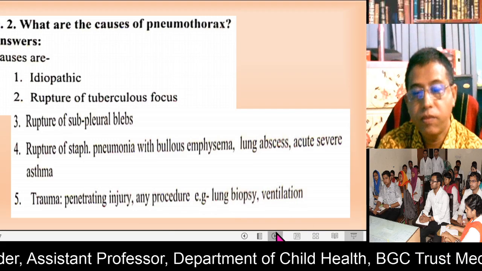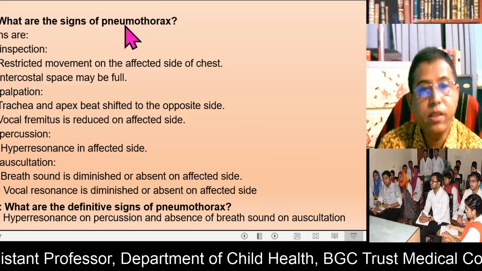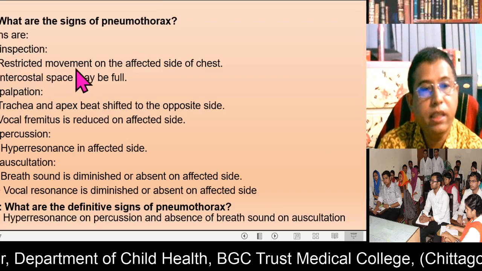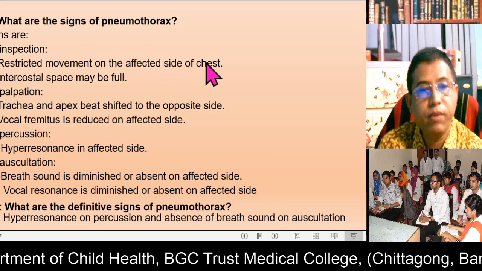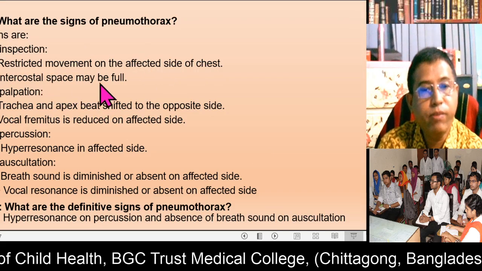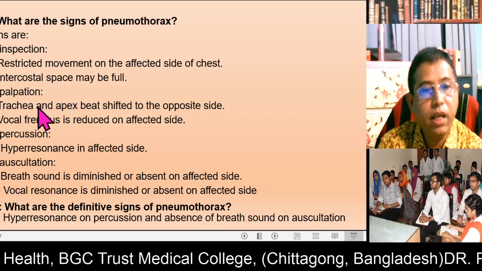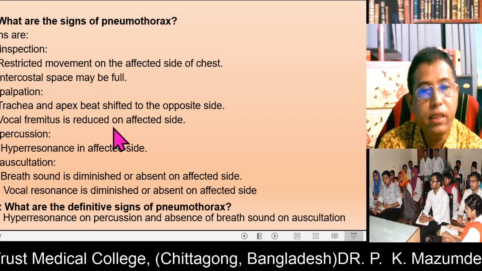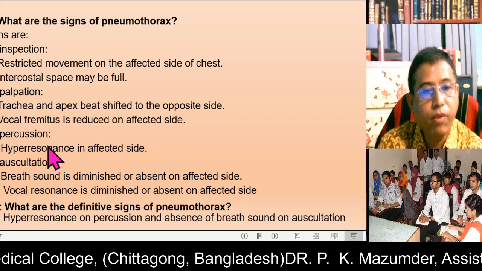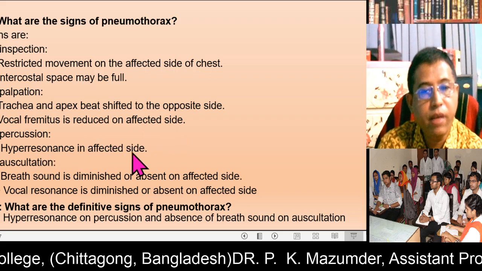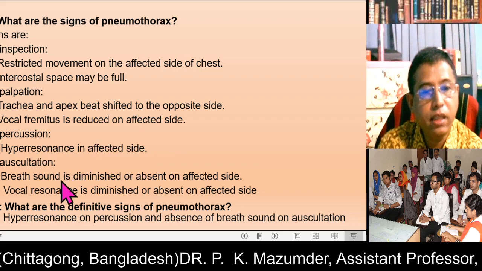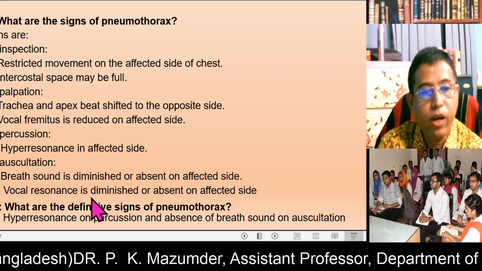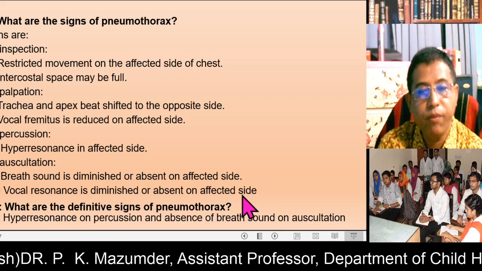What are the signs of pneumothorax? On inspection, restricted movement on the affected side of the chest, and the intercostal space may be full. On palpation, trachea and apex beat are shifted to the opposite side. Vocal fremitus is reduced on the affected side. On percussion, hyperresonance on the affected side. On auscultation, breath sound is diminished or absent on the affected side. Vocal resonance is diminished or absent on the affected side.